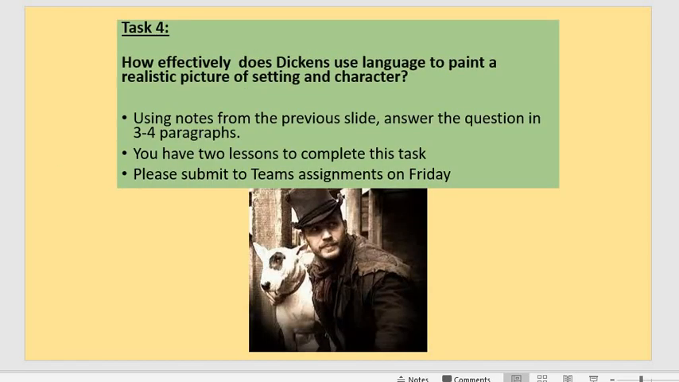And then task 4 is how effectively does Dickens use language to paint a realistic picture of the setting and character. So using the notes that you've just put into your table that we saw on the previous slide, answer this question in 3 or 4 paragraphs. Depending on how big your paragraphs are, this could be up to a size of A4, which is one of your pages in your exercise books.